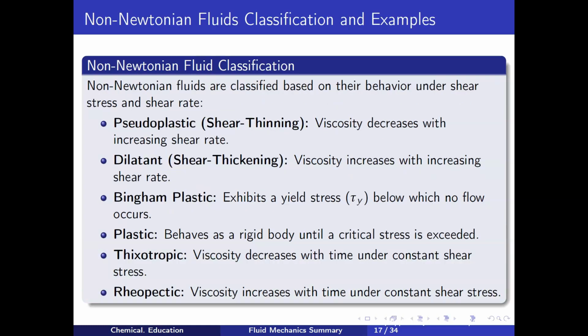Now again, non-Newtonian fluids are classified based on their behavior under shear stress and shear rate. Pseudoplastic, shear thinning, viscosity decreases with increasing shear rate. Dilatant or shear thickening, viscosity increases with increasing shear rate. Bingham plastic exhibits a yield stress below which no flow occurs. Plastic behaves as a rigid body until a critical stress is exceeded. Thixotropic, viscosity decreases with time under constant shear stress. Rheopectic, viscosity increases with time under constant shear stress.